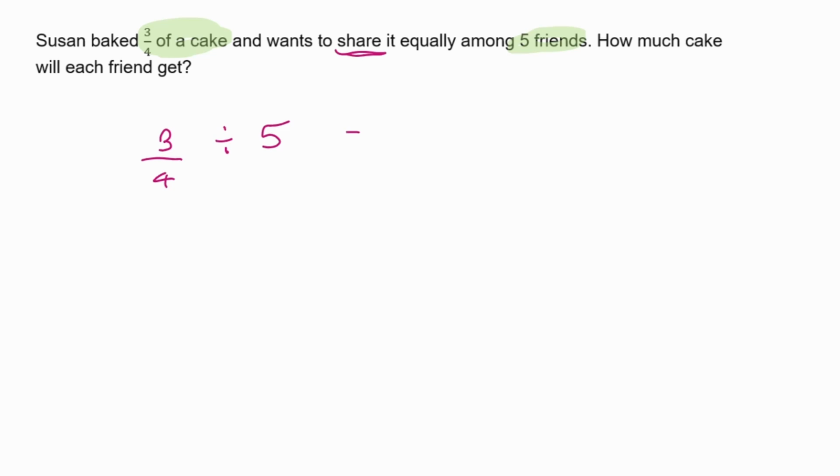So I am going to keep my 3/4, my first fraction as it is, change the division sign into a multiplication sign, and write 5 as its reciprocal, which will be 1 over 5. Now, because I do not have any common factors in my numerators and denominators, I'm just going to multiply through as it is. So 3 times 1 will be 3, and 4 times 5 will be 20. So Susan gives each friend 3/20ths of the cake.